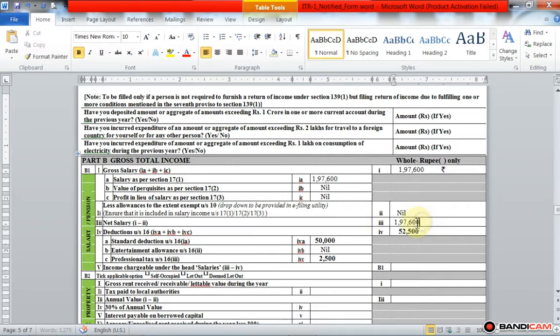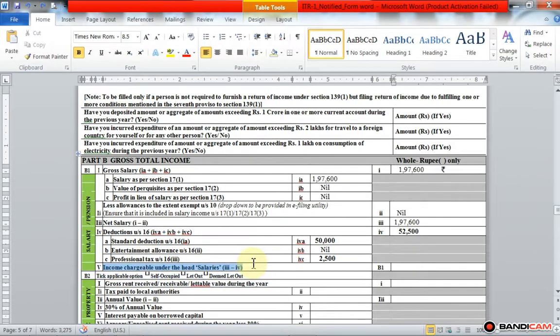Here we get a net salary. Sorry, it is not a net salary. Now we get a net salary or income chargeable under the head of salaries. So here deduct 52,500 from 1,97,600, and we get the income chargeable under the head salaries.